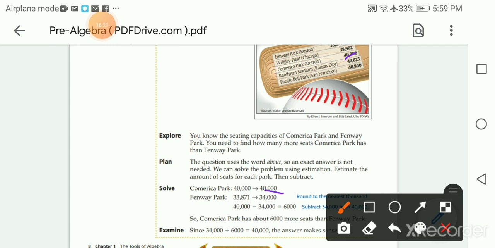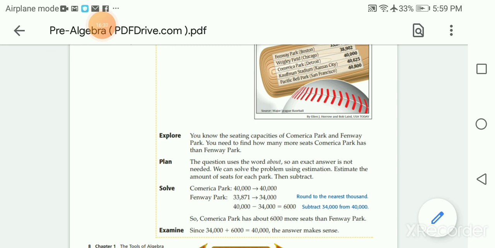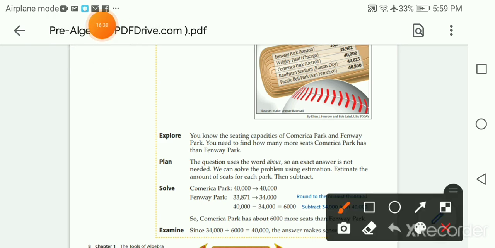And I have here Fenway Park. It's 33,871. When you want to round it to the nearest thousands, what do you want to do? When I say focus, open your eyes now.